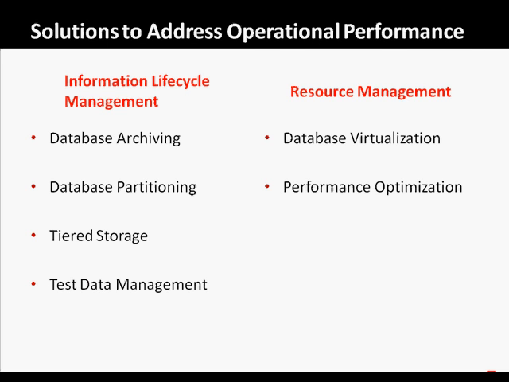So the types of solutions that we're seeing in the market to address what I call operational performance really fall into two categories. One is where you can better manage the data itself. So this is that data volume or data growth management strategy. And we talked a lot more about this in the previous webinar. But there's also this category of resource management. So this has to do with how you can improve performance by just better managing the resources to support your production system. I'm going to talk a little bit more about each of these, but I want to focus a little bit more on, for example, the resource management, performance optimization.